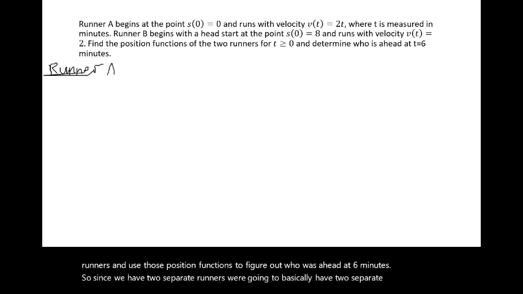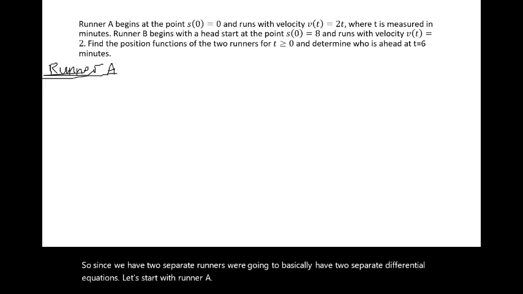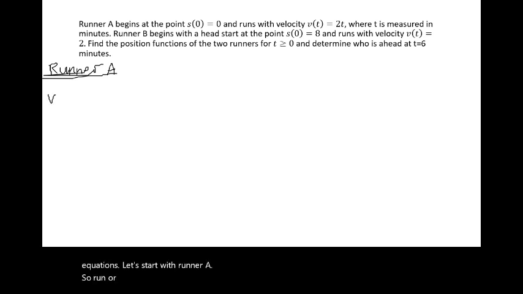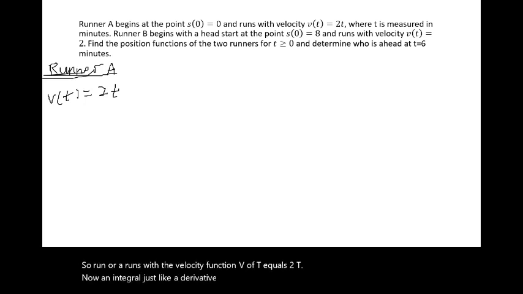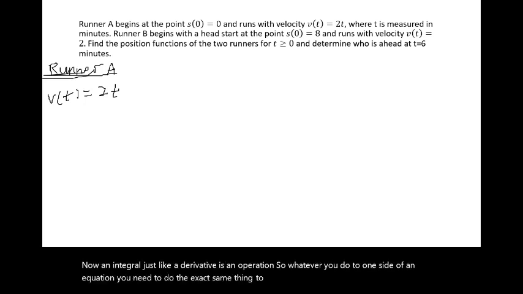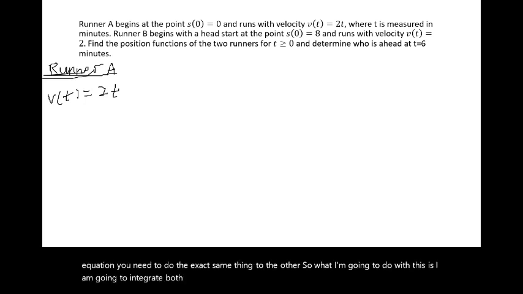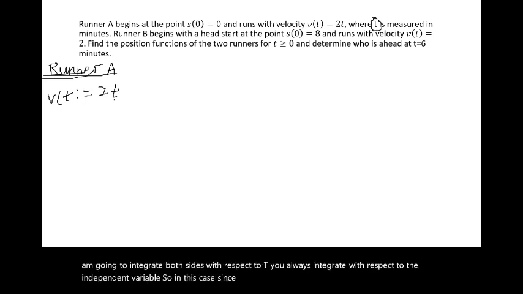Let's start with runner A. Runner A runs with the velocity function v of t equals 2t. Now, an integral, just like a derivative, is an operation. So whatever you do to one side of an equation, you need to do the exact same thing to the other. So what I'm going to do is integrate both sides with respect to t. You always integrate with respect to the independent variable. In this case, since the independent variable is t, we're going to take the integral with respect to t.